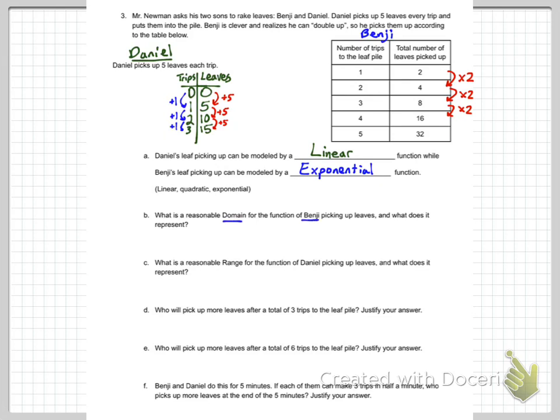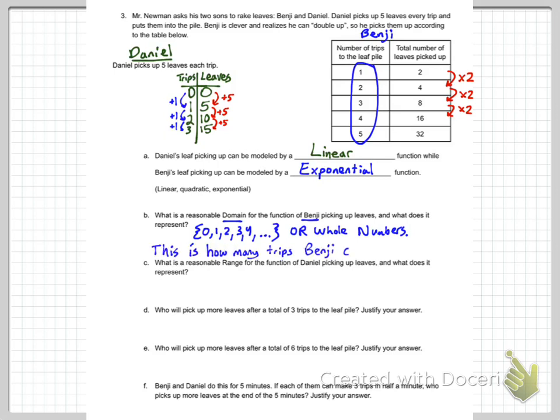The domain of the function for Benji's leaves are right here. Now notice this is discrete because he can't take half a trip. He's either taken the trip or he hasn't to go get more leaves. So this is the domain, all the whole numbers, 0, 1, 2, 3, 4. And what does it represent? Well, it represents the number of possible trips he could take. This is how many trips Benji could take.